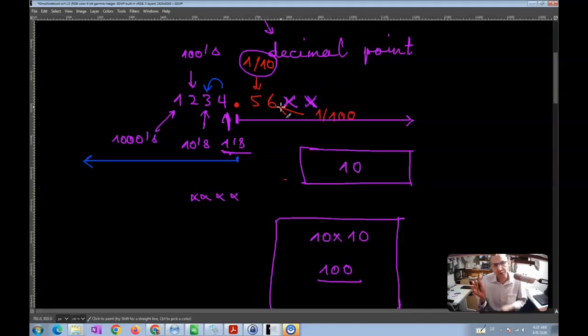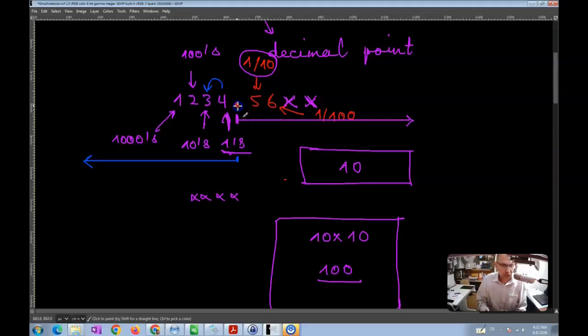So to the right of the decimal point, as you move towards the right, you will be dividing by 10, meaning that the values of the place values keep getting smaller and smaller, because a 100th is smaller than a 1/10. Then a 1000th would be smaller than a 100th. Then a 1/10,000th would be smaller than a 1000th, and so on and so forth.